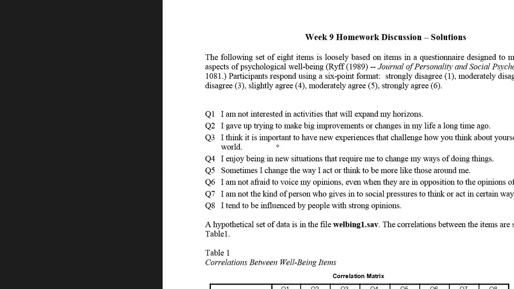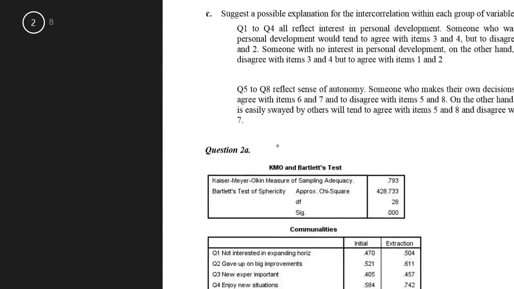Now we're using the same data set as we used for the additional homework exercises in Week 8 and 9, which is the wellbeing1.sav file. We've already looked at the first question, which is basically looking at the 8 items, looking at the correlation matrix and determining that questions 1 to 4 all correlate highly with each other but not with questions 5 to 8, and questions 5 to 8 correlate highly with each other but not with questions 1 to 4. So therefore we would expect two factors to come out of this analysis. One factor representing a personal development factor, questions 1 to 4, and another factor, questions 5 to 8, representing an autonomy factor. So we've already answered those questions.